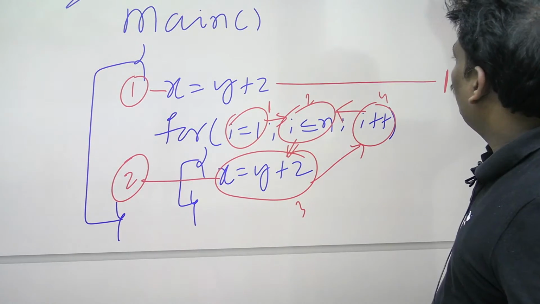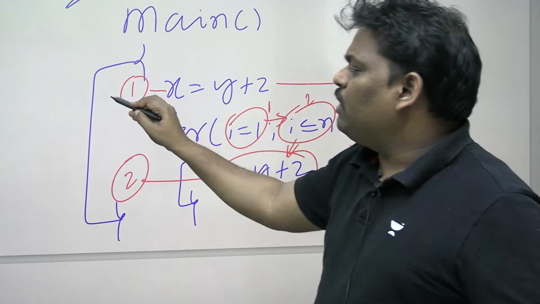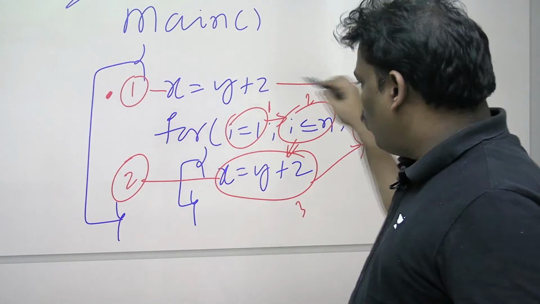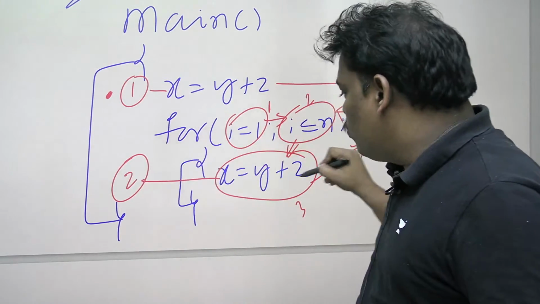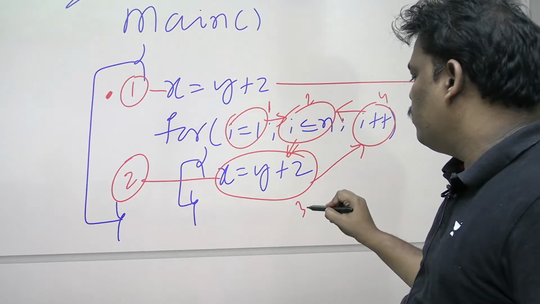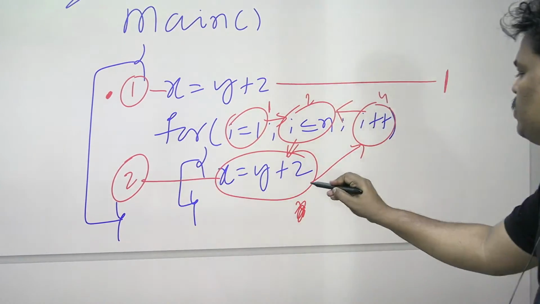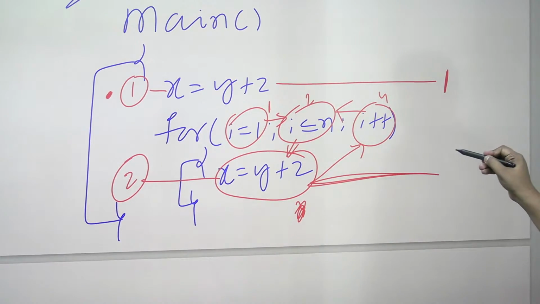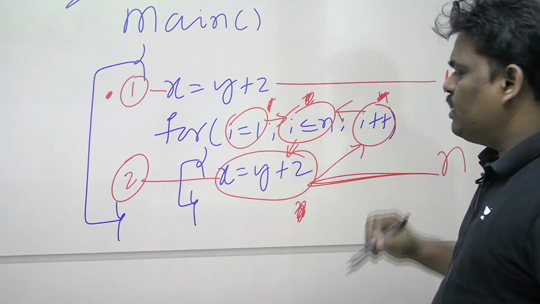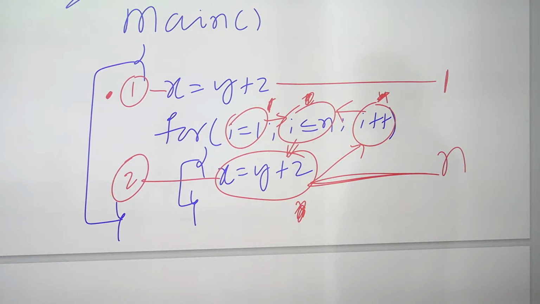So how many times will statement 2 execute? Statement 1 will execute one time while running. Statement 2 means this one, and this will execute n times while running. If there is any confusion, remove the numbers. Statement 1 will execute one time. Statement 2 will execute n times.